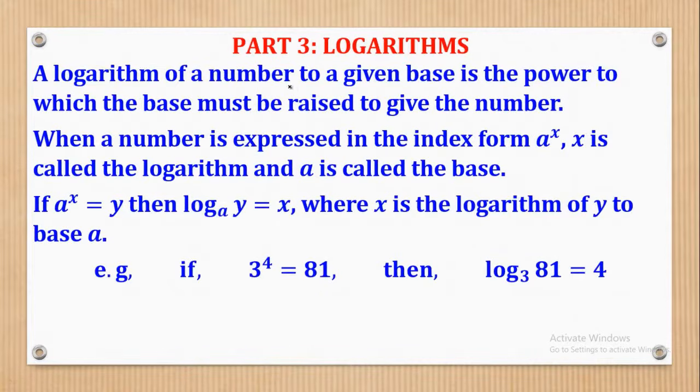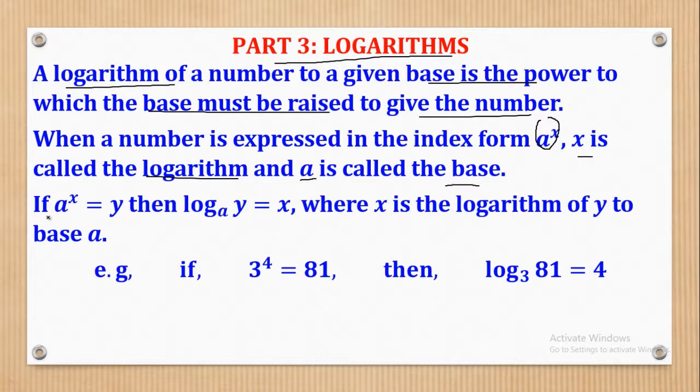So now I shall go to part 3 of this video, and that is about logarithms. A logarithm of a number to a given base is the power to which the base must be raised to give the number. Therefore, when a number is expressed in index form, for example a to power x, it implies that x is called the logarithm and a is called the base. That means that if a to power x is equal to y, then log of y base a is equal to x. So if you have something like this one, it implies that log base 3 of 81 is equal to 4. So this will be the logarithm and this will be the base.